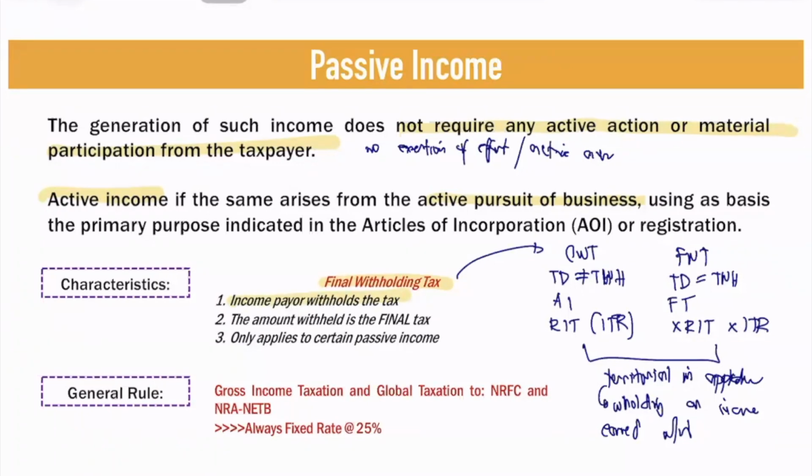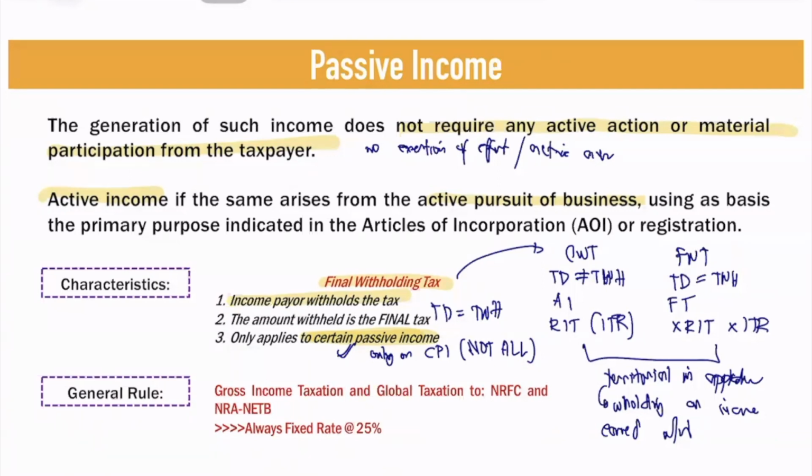Why is it a final tax again? You don't need to present it in your regular income tax or in your ITR. And when we say final tax, the tax due is equal to your tax withheld. And lastly, another characteristic of your final tax on passive income is that it applies only to certain passive income. And we already said this a while back. Only on certain passive income, not all passive income. Now, let's look into the general rule on your final withholding.